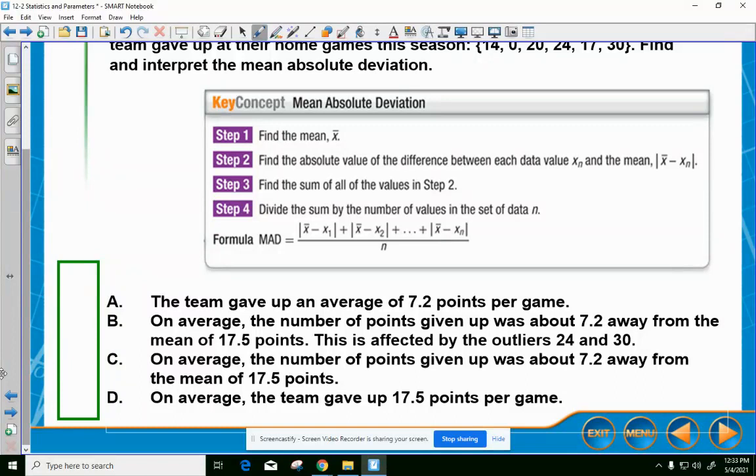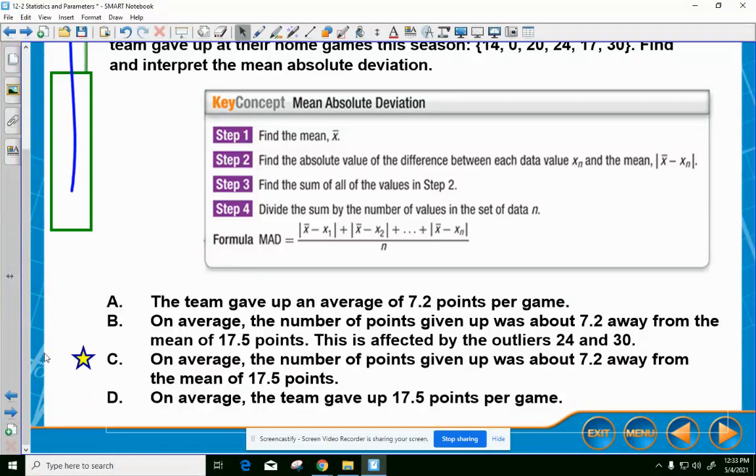You agree? It definitely can't be A. The team didn't give up an average of 7.2. We already found the average, 17 and a half. Okay. D could be right. On average, the team gave up 17 and a half, but we were asked to find the mean absolute deviation, and it doesn't speak of it. So it's got to be B or C. And in this case, oh, that's nice. In this case, maybe. There you go. It is C.